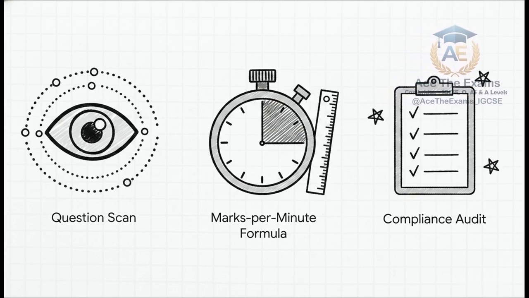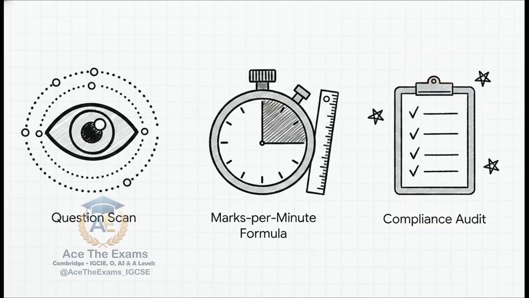Rule 2, the marks per minute formula. In a 9709 paper, you have roughly 1.5 minutes per single mark. A 7-mark partial fractions question warrants exactly 10.5 minutes of your time. If you are stuck staring at the algebra at minute 12, you are actively bleeding time from the rest of the paper. Write your method down clearly, secure the M marks, and move on.